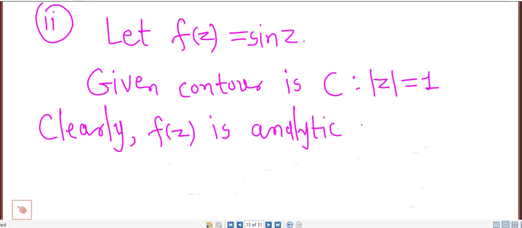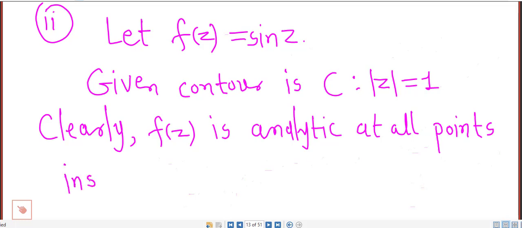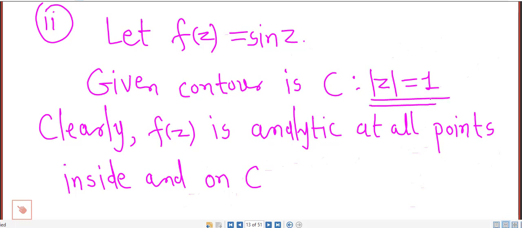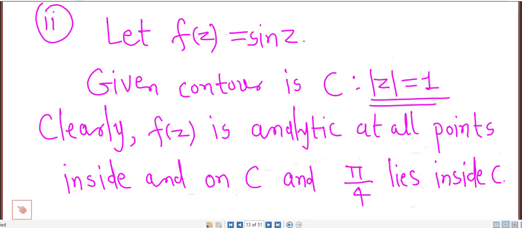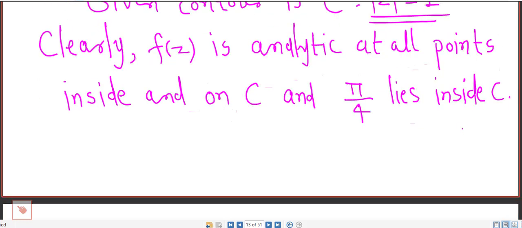analytic at all points inside and on this circle. So if it is clear to us, then also we have to write down all these details in the examination to obtain full marks. So it is analytic at all points inside and on C, that means the unit circle, and the point pi by 4 lies inside C, because pi by 4 is less than 1, so pi by 4 lies inside C.